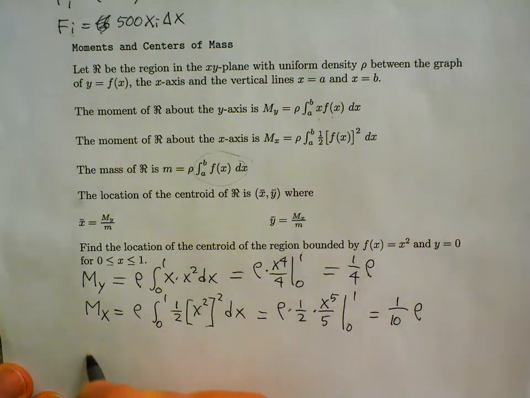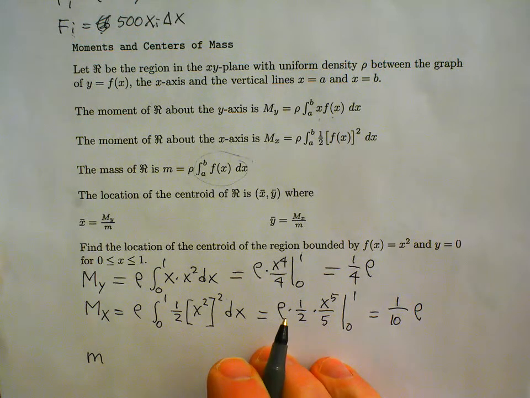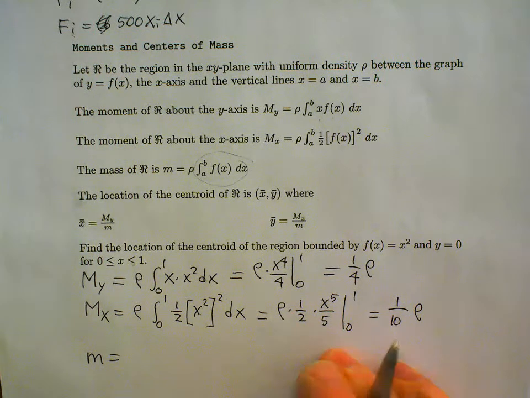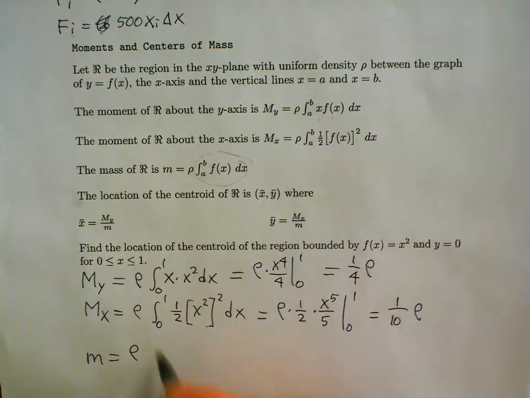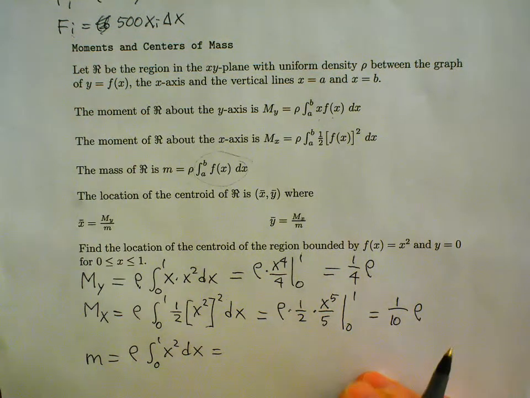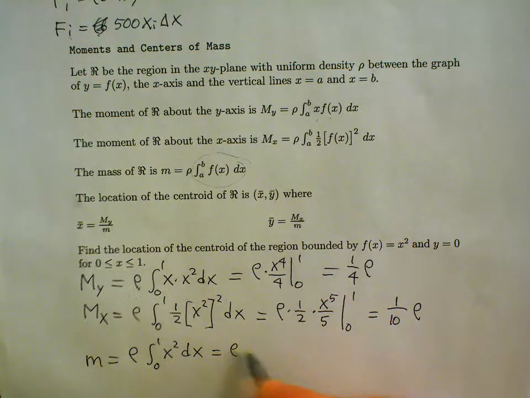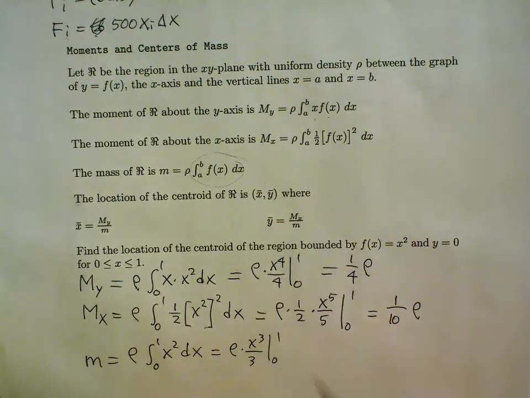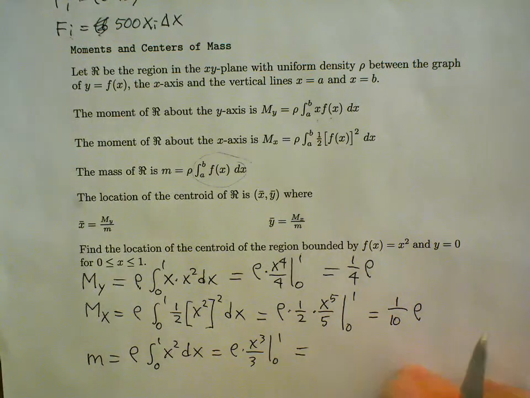Then finally, the mass of the region. This is rho times the definite integral from 0 to 1 of the function f of x, which is x squared. So we get rho times x to the 3rd over 3 from 0 to 1. And this simplifies to 1/3 times rho.